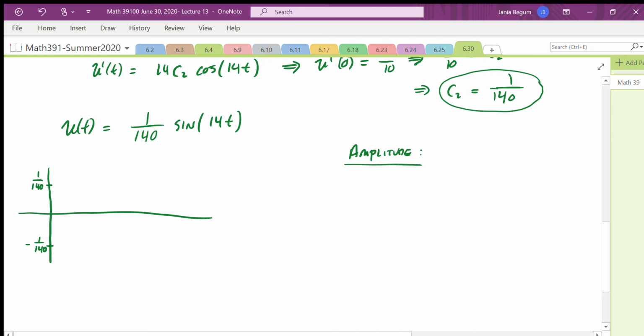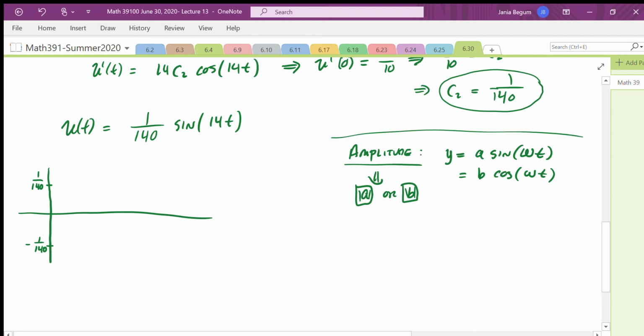So that's the amplitude. If we have a function, say y equals a sine of omega t, or b cosine of omega t, the amplitude is a or b, in absolute value, so I should put that in there too. That's also from pre-calculus, so let's put this as a side note. Now, what about the period? How do we determine the period of a trig function? What is the formula?